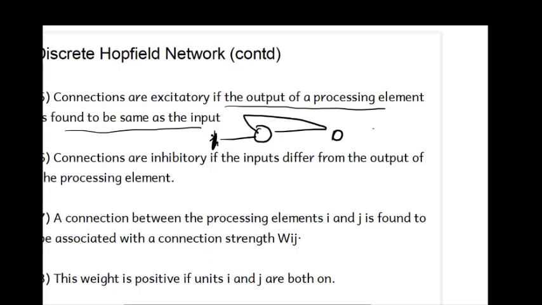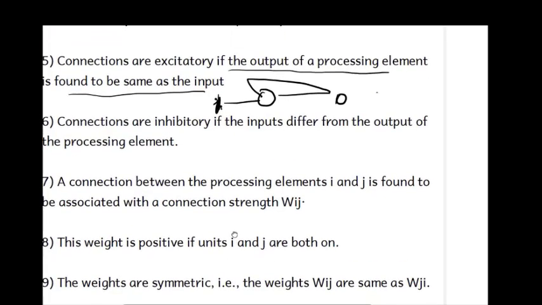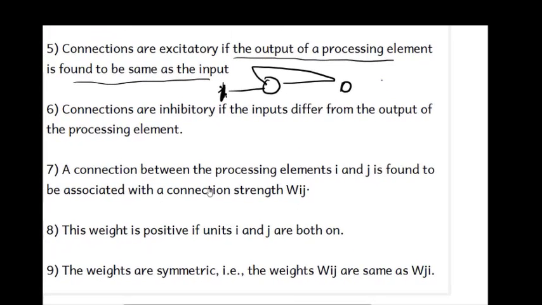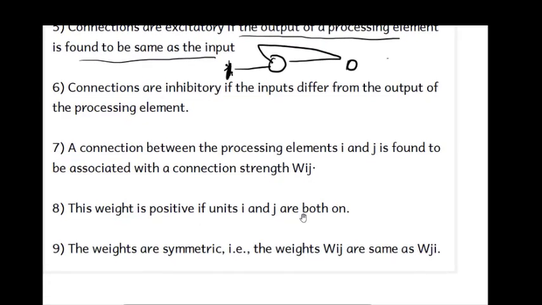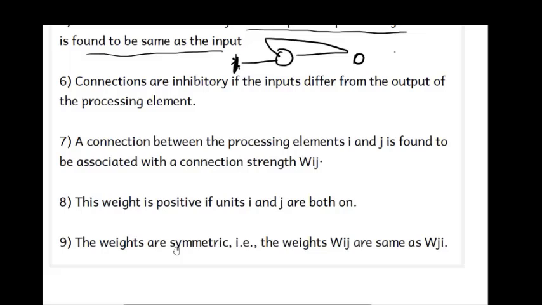A connection between the processing elements i and j is associated with the weight strength Wij that we saw. The weight is positive if units i and j are both on together. And the weights are of course symmetric, that is what we saw. The weights Wij are the same as Wji.